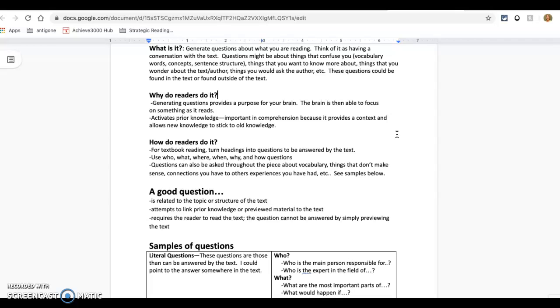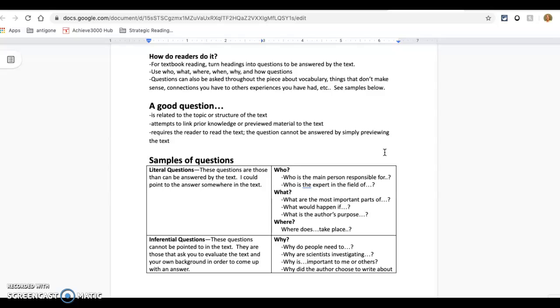Why am I reading this? What am I looking to learn? Once you know what those questions are, the brain is then able to focus on something as it reads, and it's looking for those. The second one we've hit on a lot already. It activates our prior knowledge. And again, that's very important in comprehension because it allows us to build those folders, provides a context, and allows that new knowledge to stick to what's already in our brain, what we already know.